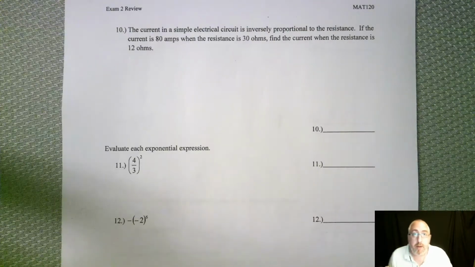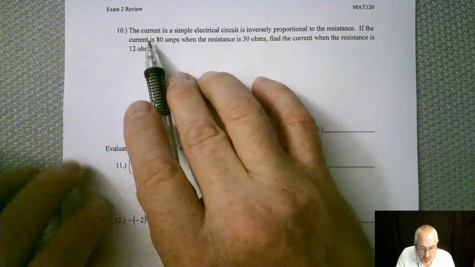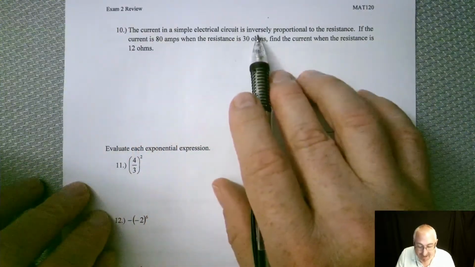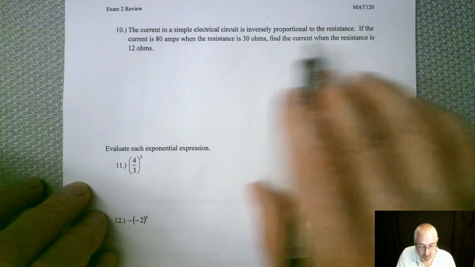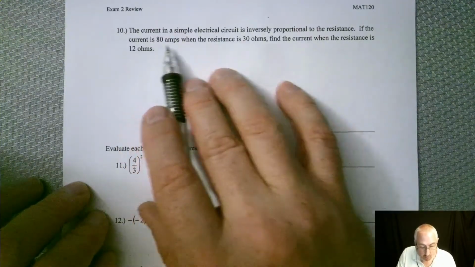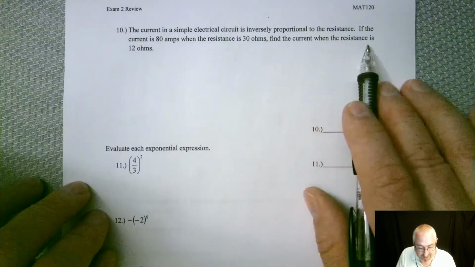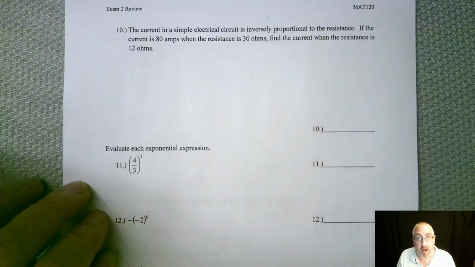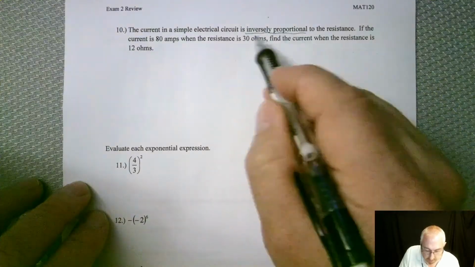All right, now for page 4, we got number 10 here. The current in a simple electric circuit is inversely proportional to the resistance. If the current is 80 amps when the resistance is 30 ohms, find the current when the resistance is 12 ohms. Now, this is very, very tempting to want to set up like a proportion, but you don't because of these words right here.